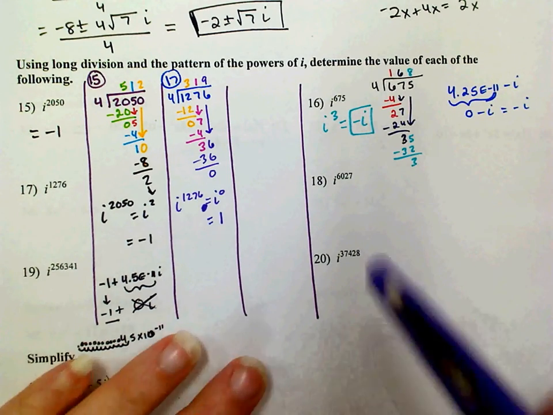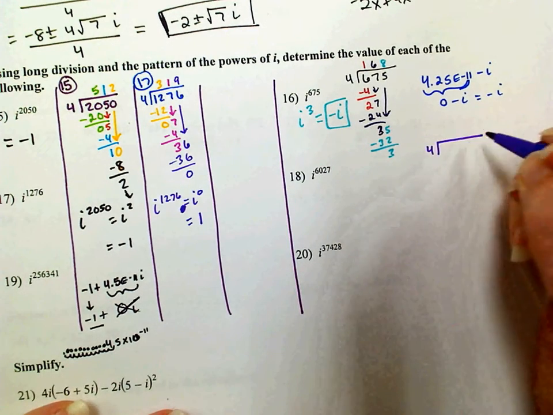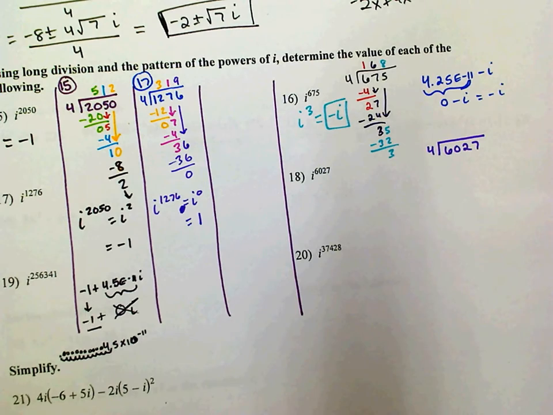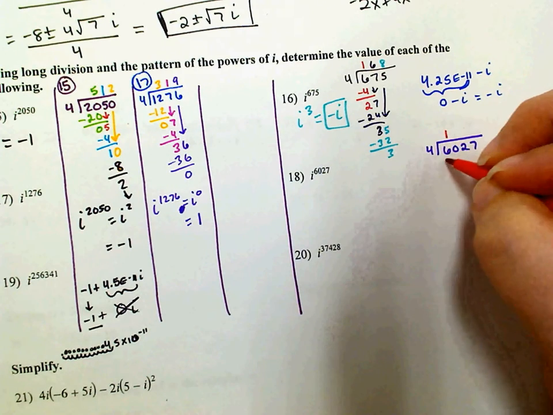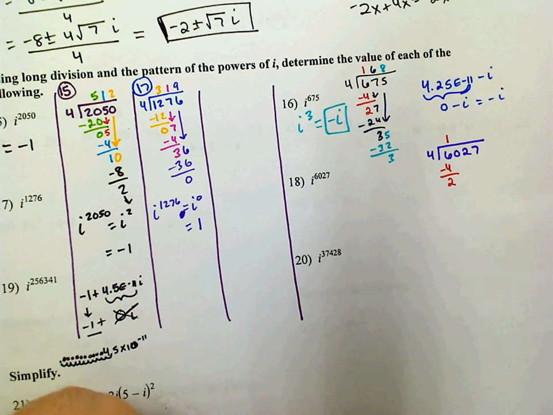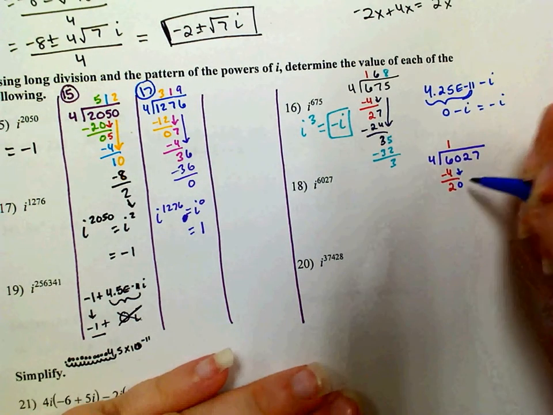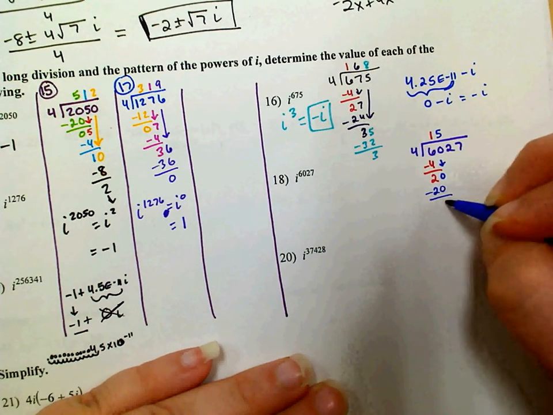Let's do number 18. So I need to divide 4 into 6,027. Okay, 4 goes into 6 one time. 4 times 1 is 4. Subtract, and I'm left with 2. And I need to bring down a 0. Okay, 4 goes into 20 5 times, and that is 20 with a remainder of 0.